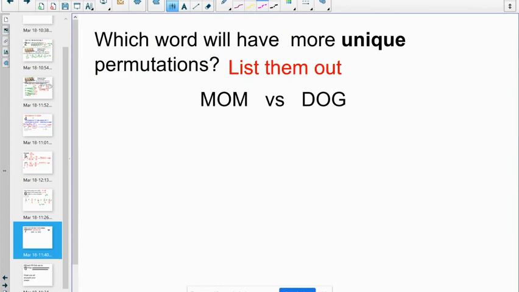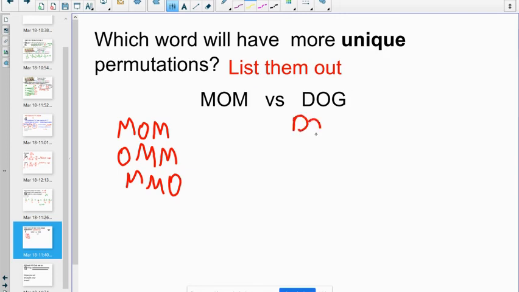Okay, so now this next slide is going to help us move into the next unit later to come. It said, which word has more unique permutations? We're going to list them out. So mom, we could write it out as MOM, could have OMM, we could have MMO. Those are the only different combinations or permutations we can have there.